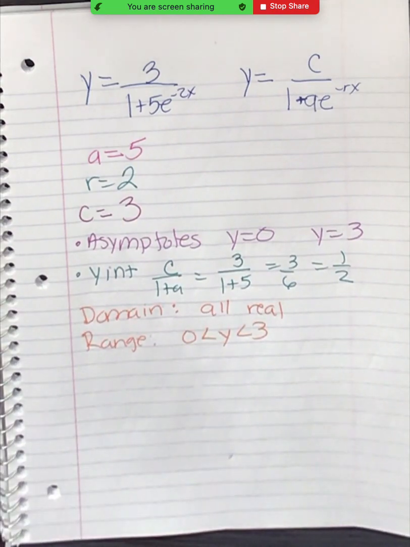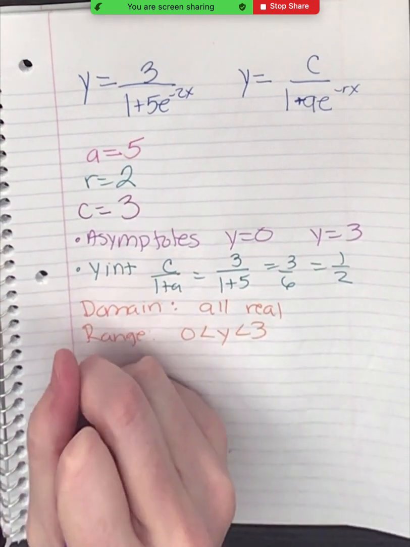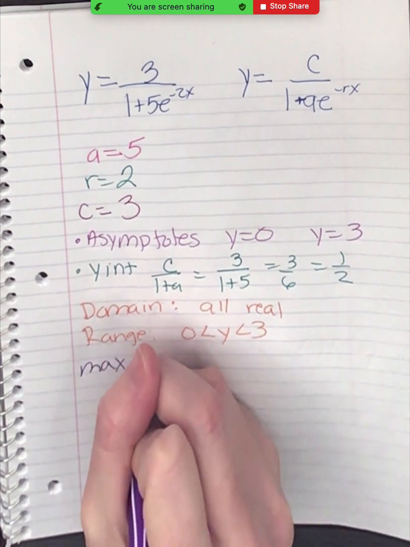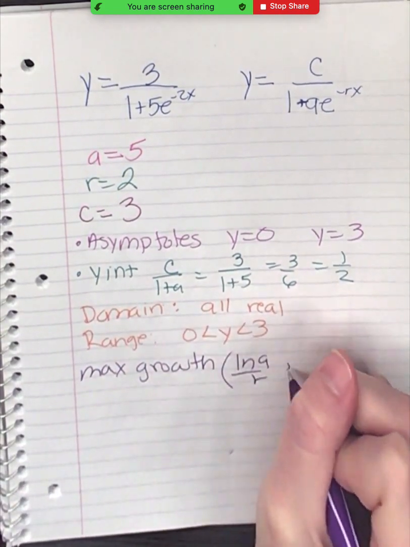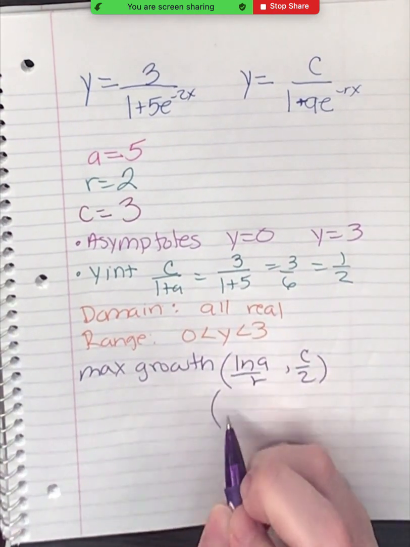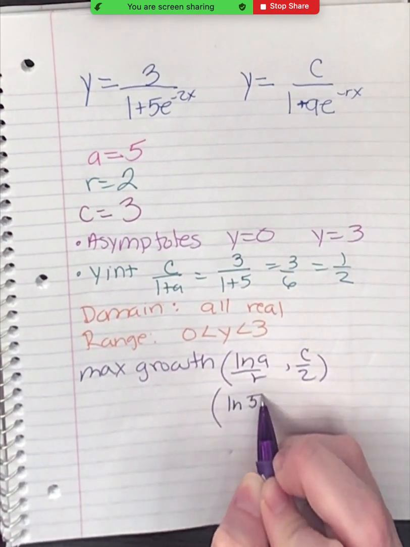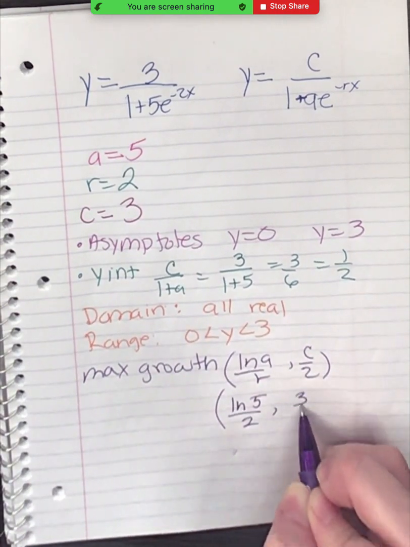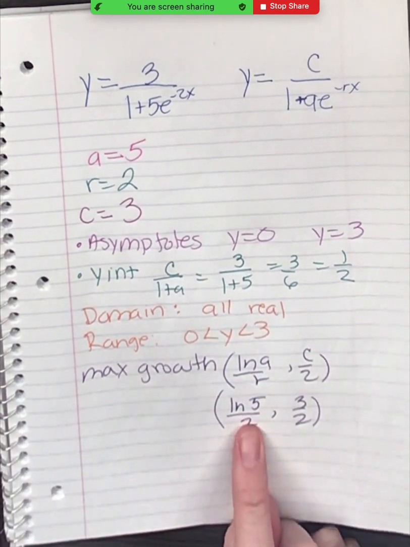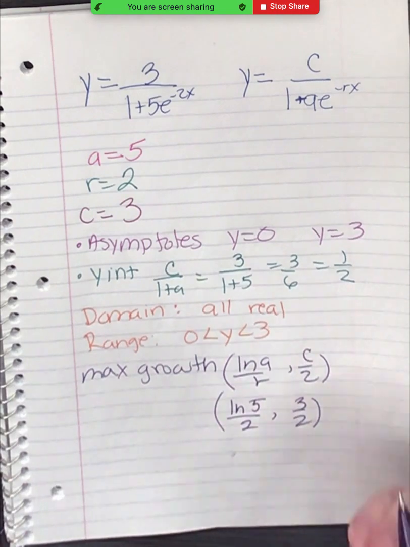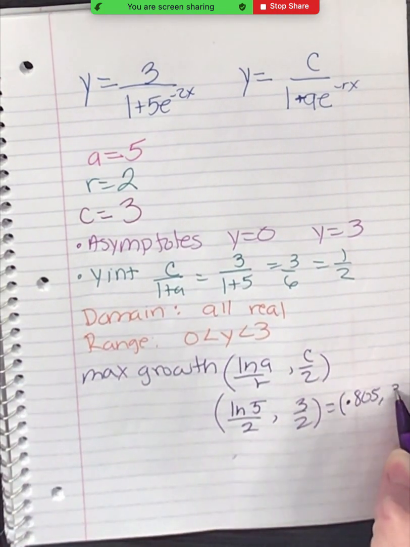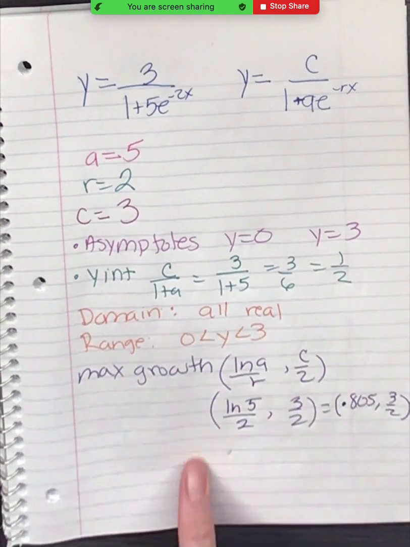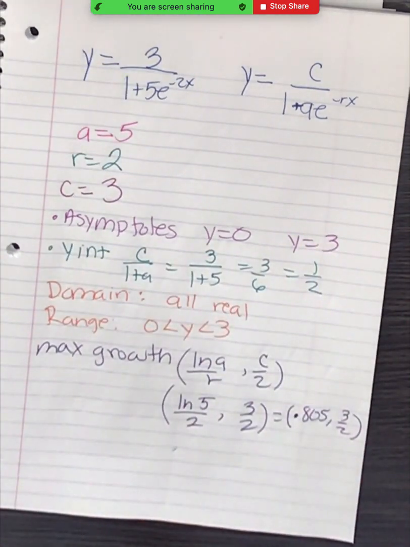And then that point of max growth happens at the natural log of a over r and c over 2. So that's going to be the natural log of 5 over 2, 3 over 2. Use your calculator to find the natural log of 5 and divide it by 2. So that's going to be 0.805, 3 over 2. That's all you need to make these graphs, okay? We don't need a table. We just know this general form.